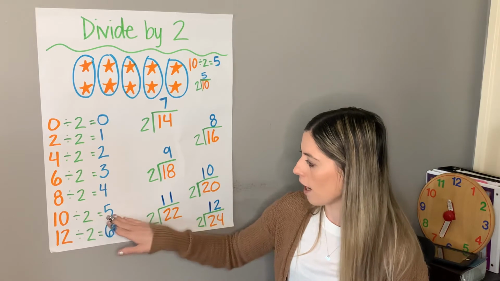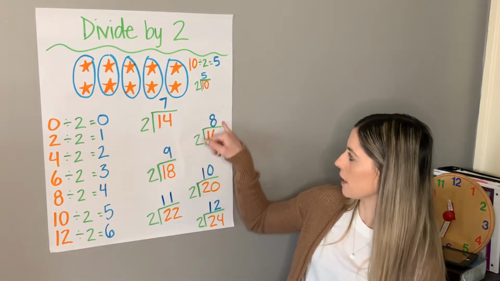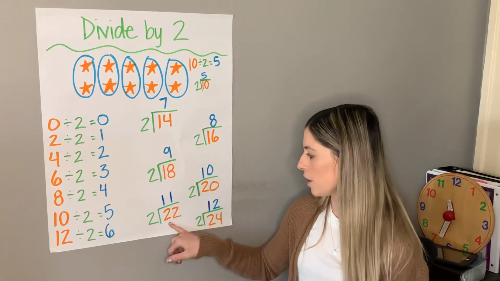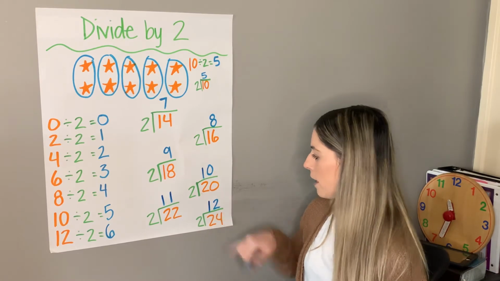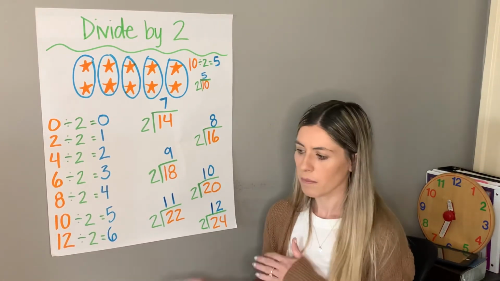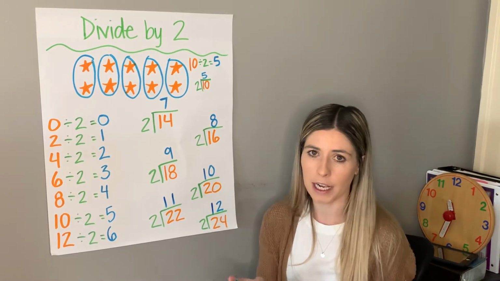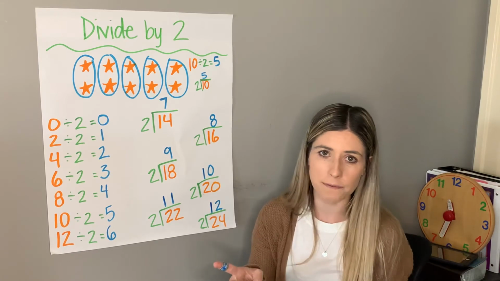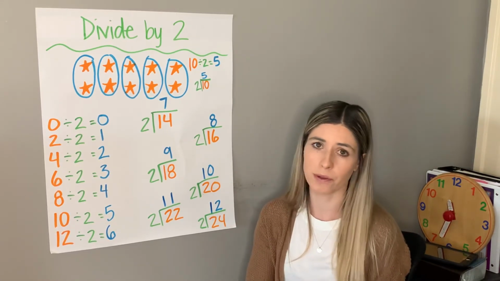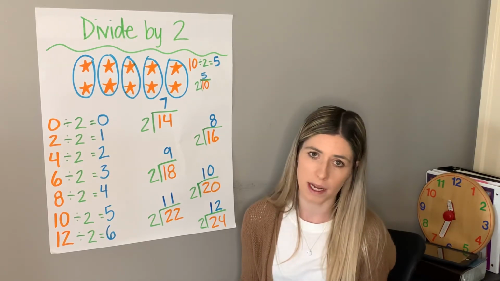Half of 8 is 4. Half of 10 is 5. Half of 12 is 6. Half of 14 is 7. Half of 16 is 8. Half of 18 is 9. Half of 20 is 10. Half of 22 is 11. And half of 24 is 12. So when you're dividing another number by 2, it's the same thing as cutting it in half. So you can either cut it in half, put it in groups of 2 and count how many groups you have, or you can count on your fingers by 2s, and however many fingers it takes to get up to that number, that's how many it is.